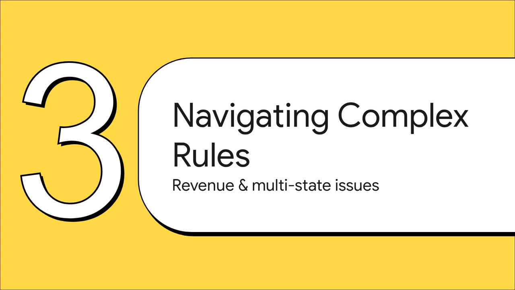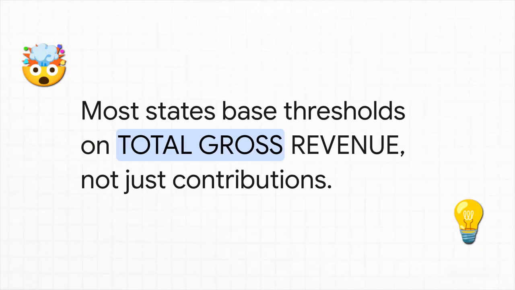Okay, now let's get into the practical side of things, especially the challenges for organizations that are either growing fast or working in more than one state. Now, I know we've said this before, but it's so important that it's worth repeating. This is the single most common misunderstanding. Remember, total gross revenue can include things like program service fees, investment income, even government grants, not just what you raise from donors. This means your program could be growing, and that alone could push you over the threshold.